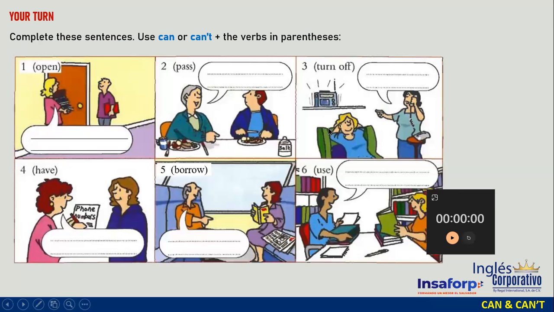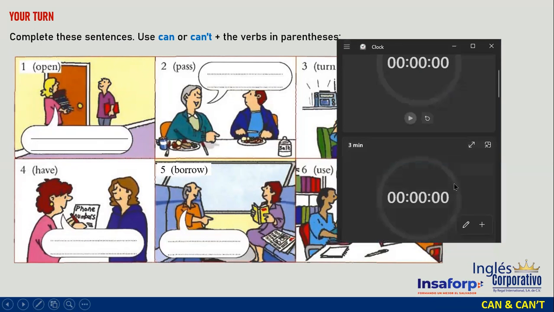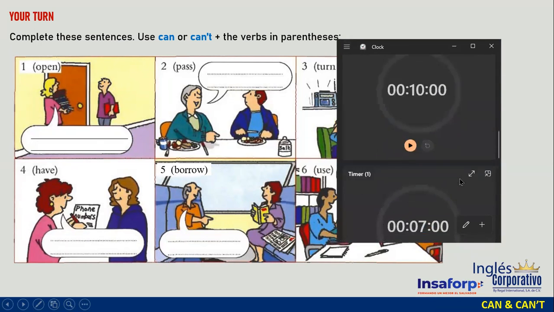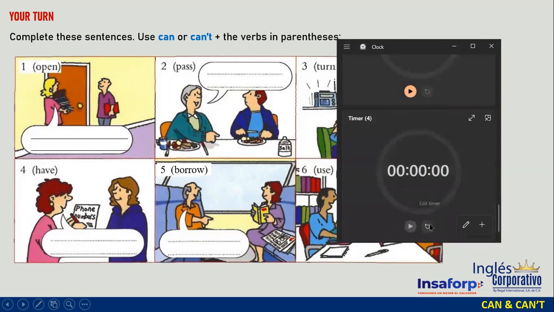Now, en este, hacemos la pregunta, okay? Y entre paréntesis está el verbo que ustedes necesitan. Todas las preguntas van con can you, can I, etc. Okay? Now, for this one, este es diferente. Así que for this one, I will give you 4 minutes. Pero no sé dónde está el de cuatro. Aquí está. I'm going to give you 4 minutes.